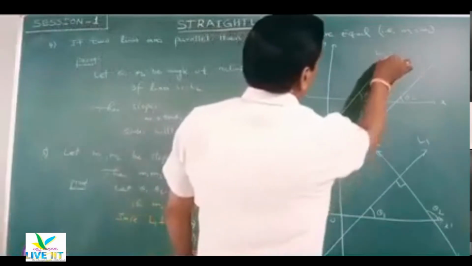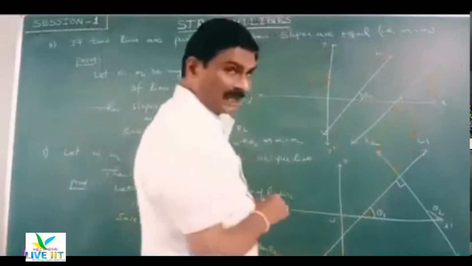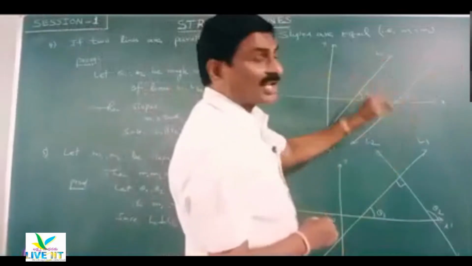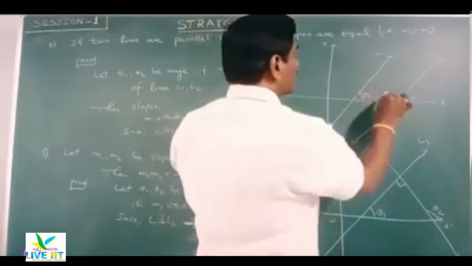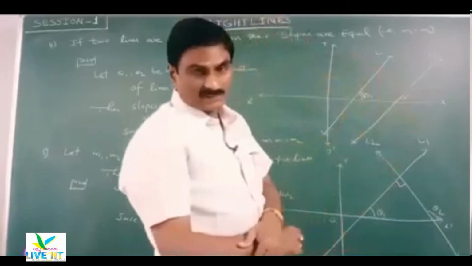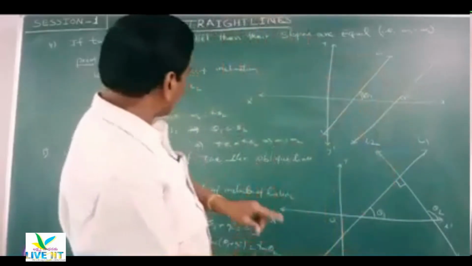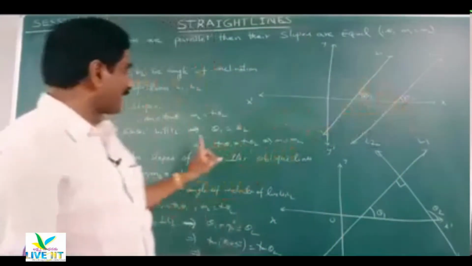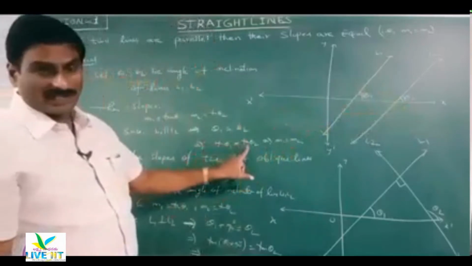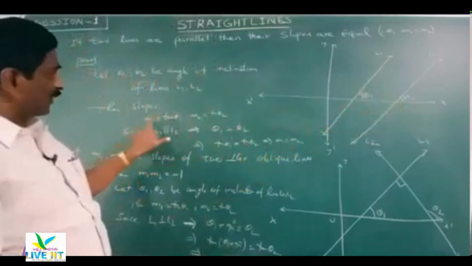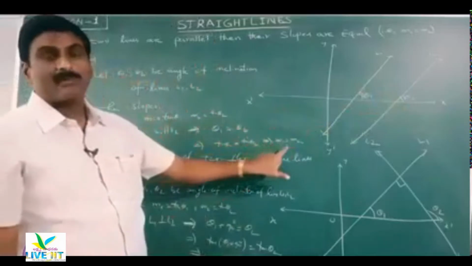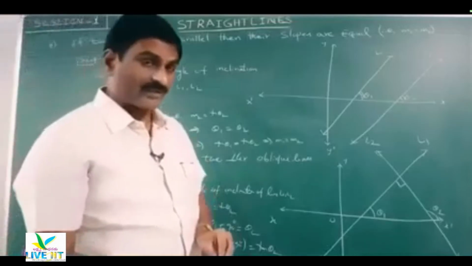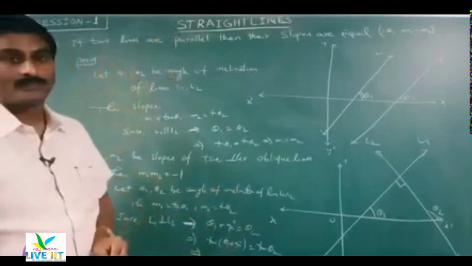But from the given, these two lines are parallel, and the x-axis is a transversal. So these two angles must be equal. These are corresponding angles. Since L1 is parallel to L2, that implies theta 1 is equal to theta 2. Applying tan on both sides, tan theta 1 is equal to tan theta 2. Actually, tan theta 1 is equal to m1, and tan theta 2 is equal to m2. That implies m1 is equal to m2. If the two lines are parallel, then their slopes are equal. Okay, very, very important. Please note this.